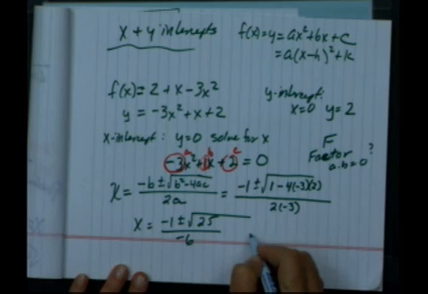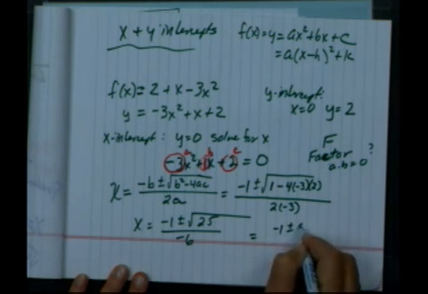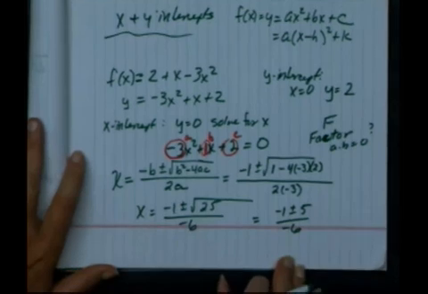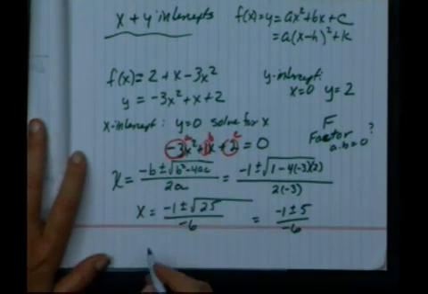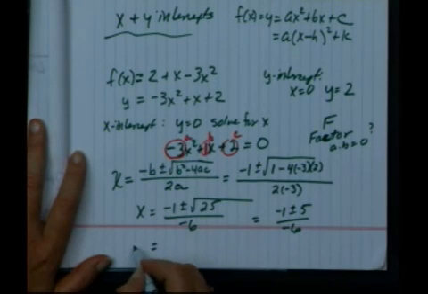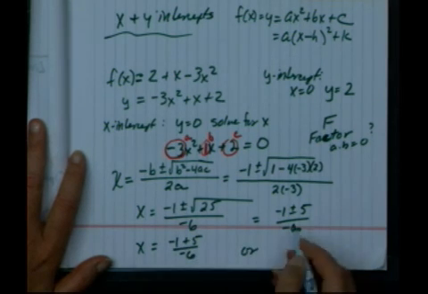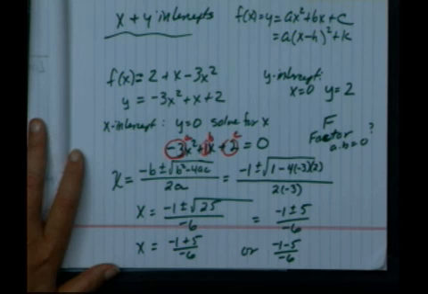Everybody knows the square root of 25, right? Plus or minus 5 over -6. Because that came out to be a perfect square, this thing up here would have factored. So I have two values for x: -1 plus 5 over -6, or negative 1 minus 5 over negative 6.